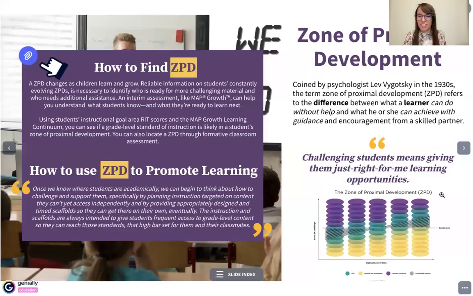I love this quote: challenging students means giving them just-right-for-me learning opportunities. That's what this is. To find the ZPD, you can do formative classroom assessment. You can also do interim assessments like MAP Growth, which help you understand where a student is now and what they're going to learn next. Then we can use that within our classrooms to provide them the correct instruction, the instruction that's going to help them grow to those levels.